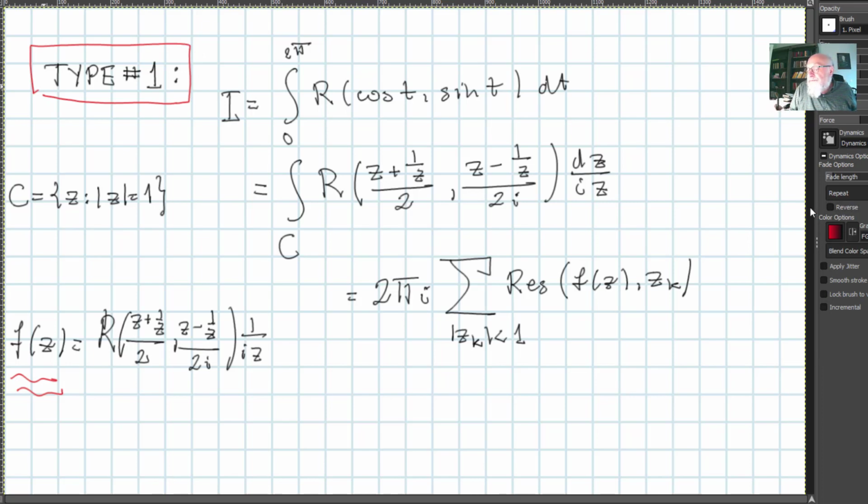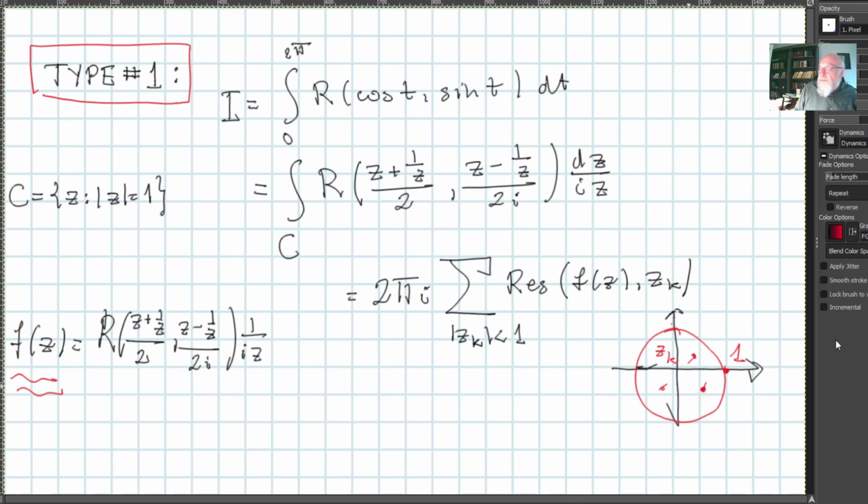Let me point out that only the singularities inside the circle count. So let me make a small picture, just to keep you aware that there may be all kinds of singularities outside and inside the circle. And this one's like 1, 2, 3, those are your zk. So only those inside are counted.